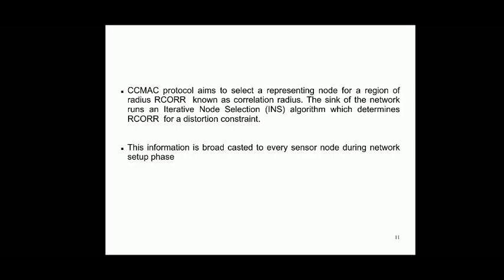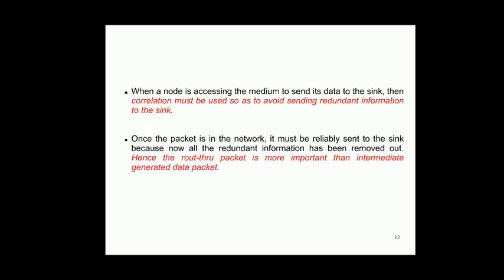The CCMAC protocol aims to select a representing node for a region of the radius known as correlation radius. The sink of the network runs an iterative node selection algorithm which determines this radius. This information is broadcasted to every sensor node during network setup phase. When a node is accessing the medium to send its data to the sink, then correlation must be used so as to avoid sending redundant information.